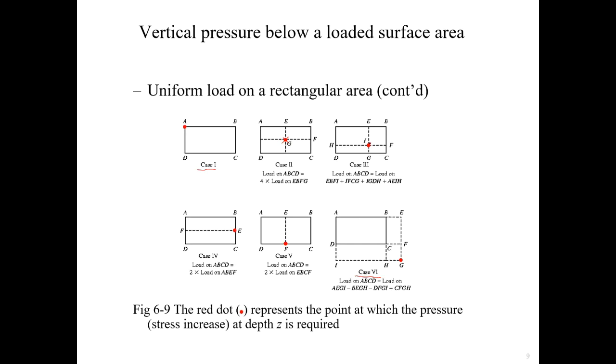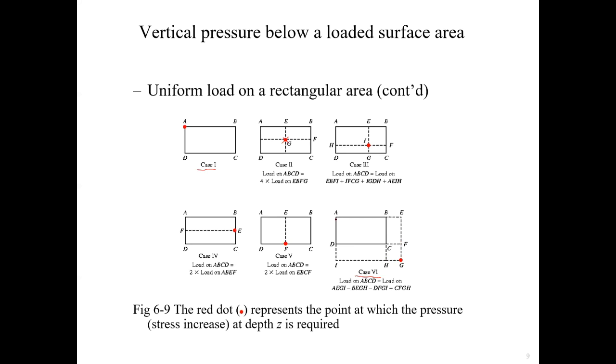Similarly, for case 3, the red dot is not in the center of the rectangle. So we break the shape into 4 small rectangles, calculate the stress increase separately, and add them together. Case 4, we can break it into 2 rectangles. And case 5, again, that's 2 rectangles. So that's the easy case. And case 6, the red dot is outside the loading area. So we have to make a big rectangle and 3 small rectangles.